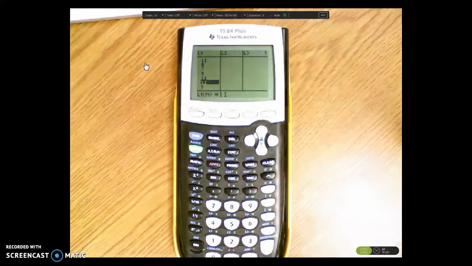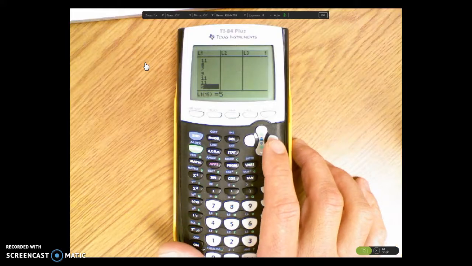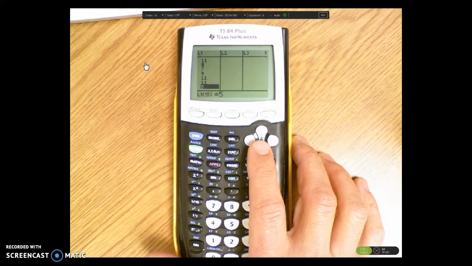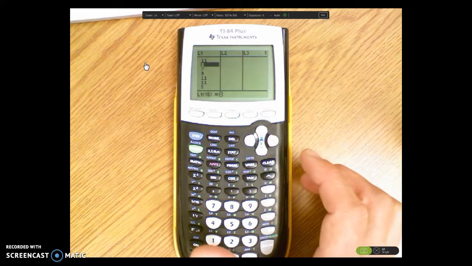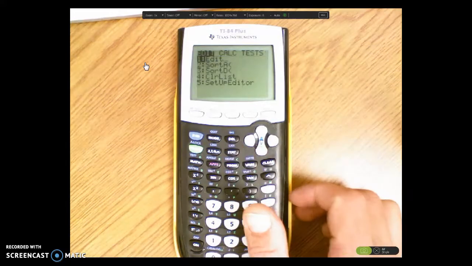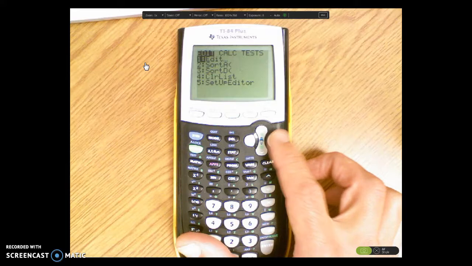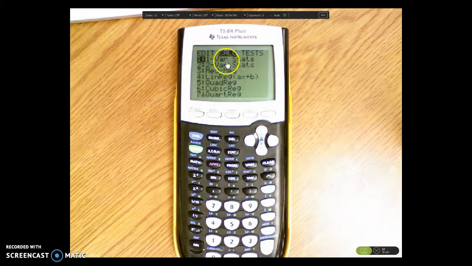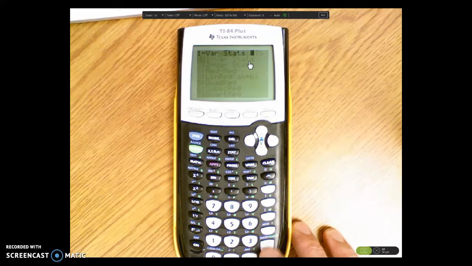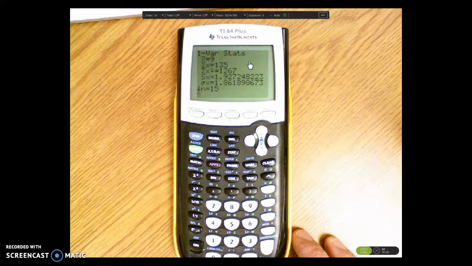All right, so I have them all entered in. There were 15 data values, and I have 15 of them, so we should be good. All right, and now I'm going to hit Stat again. I'm going to hit the right arrow to get into the Calculate menu, and the first choice, one variable statistics, is exactly what I want. All right, so I'm just going to hit Enter, and hit Enter again.